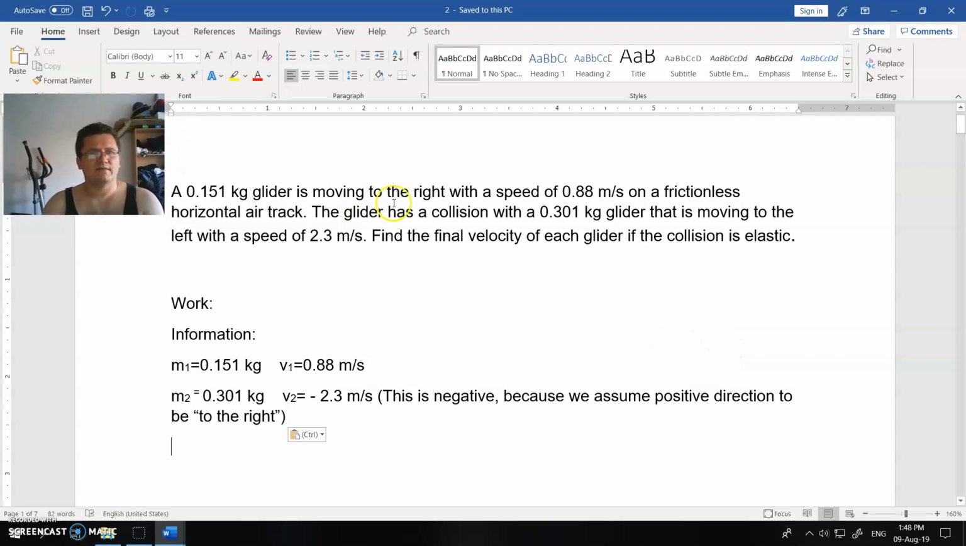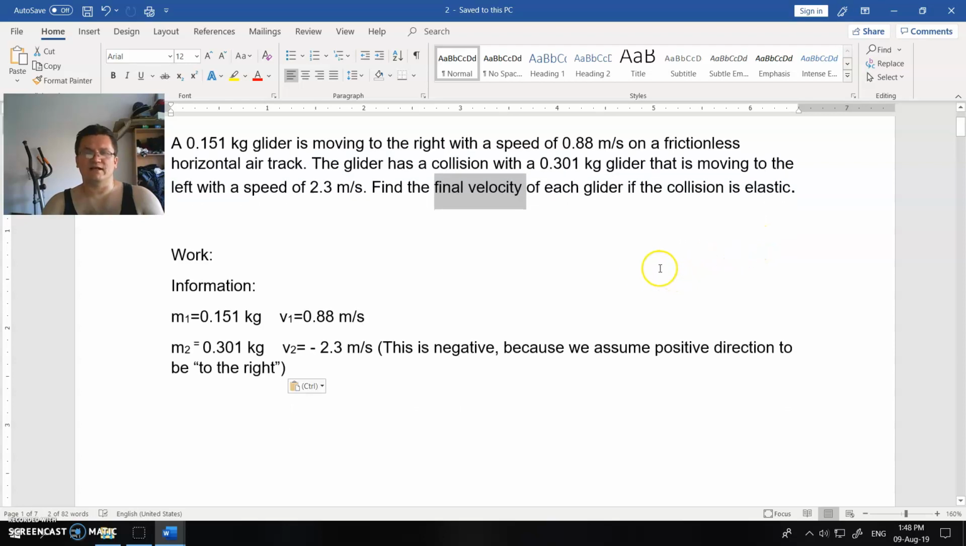Okay, let us see what we have here now. We have one glider that is moving to the right with this speed on a frictionless horizontal air track. Then this glider collides with another one that is moving to the left with this speed. Find the final velocity of each glider in the collision.